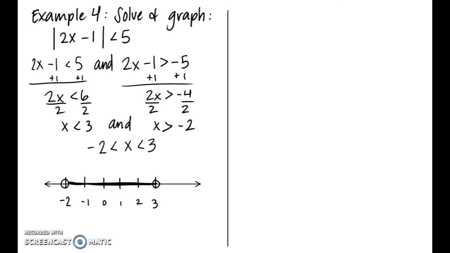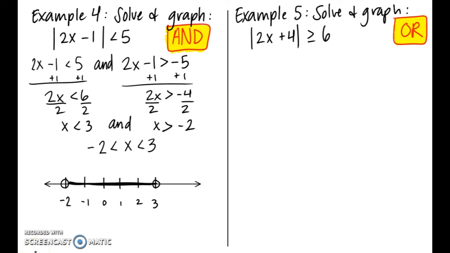For example 5, we have the absolute value of 2x plus 4 is greater than or equal to 6. I know that this is going to be an or inequality because of the greater than or equal to symbol. So first thing, like the last problem, is get rid of those absolute value symbols. So we're going to have 2x plus 4 is greater than or equal to 6, or 2x plus 4 is less than or equal to -6.